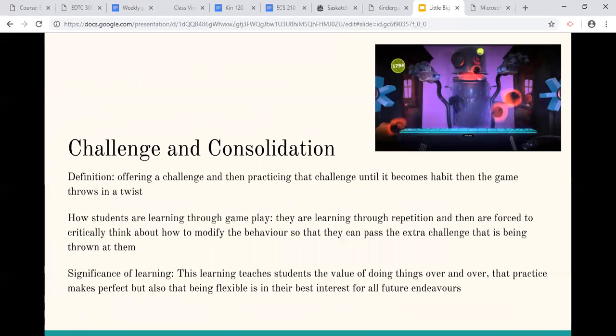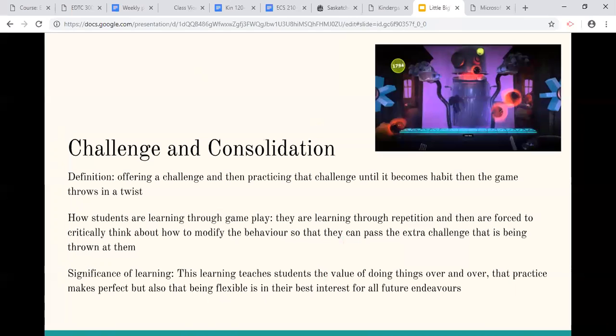Challenge and consolidation. So this is offering a challenge and practicing that challenge until it becomes habit when the game throws in a twist. So you're learning through repetition, and then you're forced to critically think about how to modify the behavior that you're doing. So in the instance of the R1, how to use the R1 button to do slightly different things. You still grab onto the same sponge-looking things, but you might push it instead of pull it. So then once you figure out how to modify that behavior, you can pass the extra challenge that's being thrown at you. So in this case, the boss.